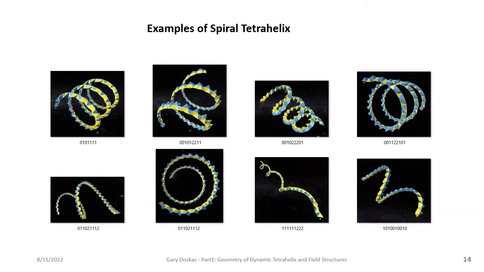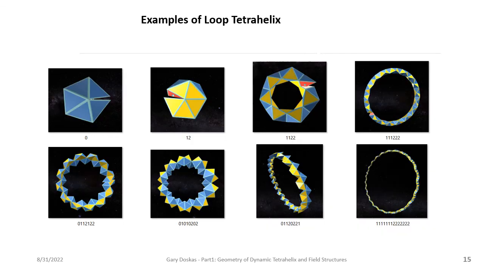Here are a few examples of spiral tetrahelix. Below each image is the associated subsequence that was used to construct it. The length of the tetrahelix can be defined in the simulator. Here are a few examples of a loop tetrahelix and the associated subsequence that was used to construct it. The length of the tetrahelix can be defined in the simulator, but there will be a gap in the loop if the length is too short. Or the elements will overlap if the length is too long.